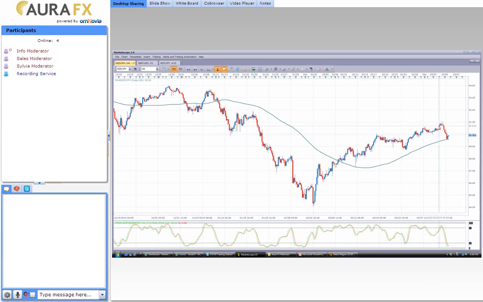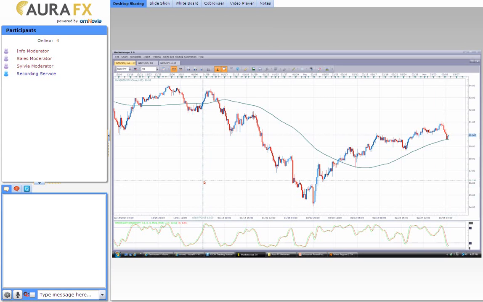Now the main reason I'm using it here is because we see a situation where the market is right now below the 20 level on the stochastics, and the market is still trading above the 100 period simple moving average. Let me get the crosshairs out of the way so it's a little bit easier to see. But this is an example.